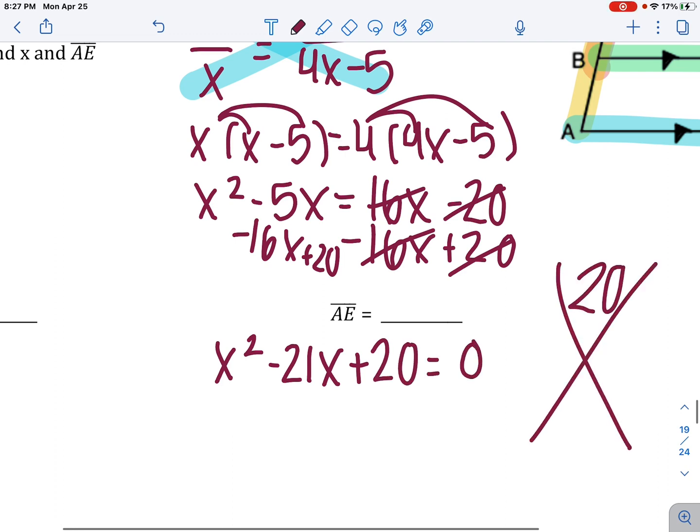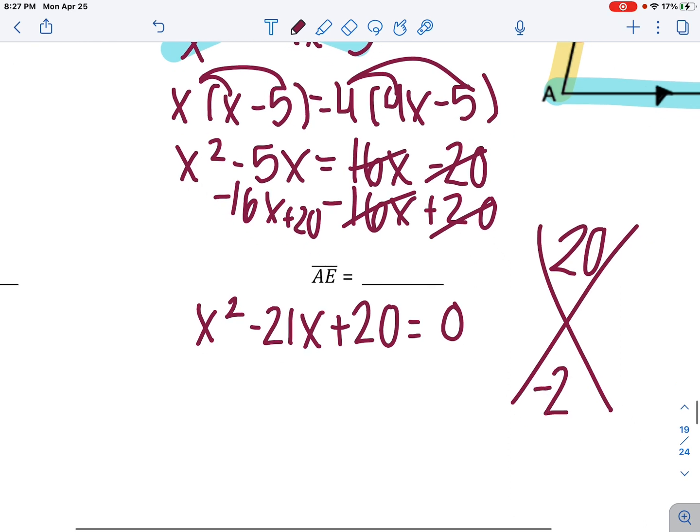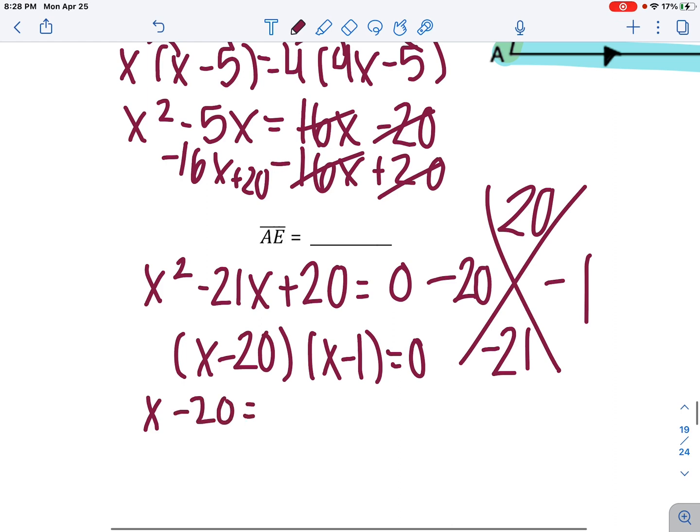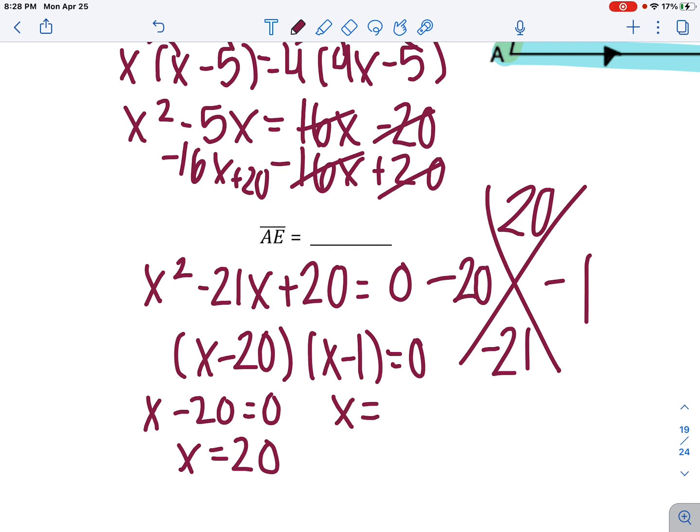So we're looking for two numbers that multiply to a positive 20, add to a negative 21. So I know both of them have to be negative. And my two factors, if I do my factor pairs of 20, it's going to end up being negative 20 and negative 1. So I can factor like x minus 20, x minus 1 is equal to 0. And then to solve for x, I set each of them equal to 0. So I get x is equal to 20, and x is equal to 1.